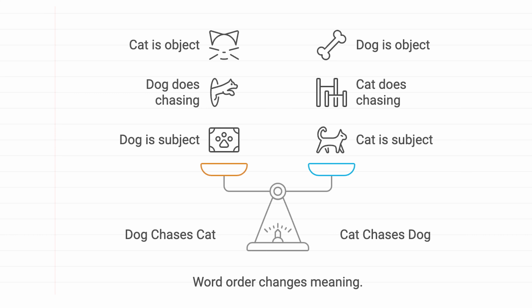The dog, subject, is doing the chasing, verb, to the cat, object. If we switch the order, the cat chased the dog. The meaning changes completely. Now the cat is doing the chasing and the dog is being chased. This is why it's so important to pay attention to word order when you're learning English. A small change can make a big difference in meaning.